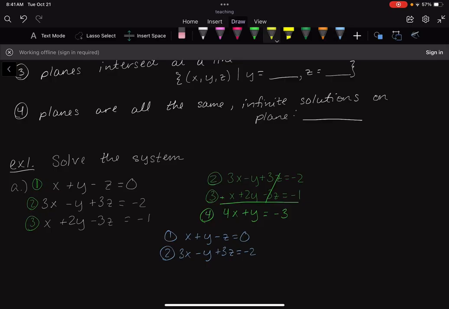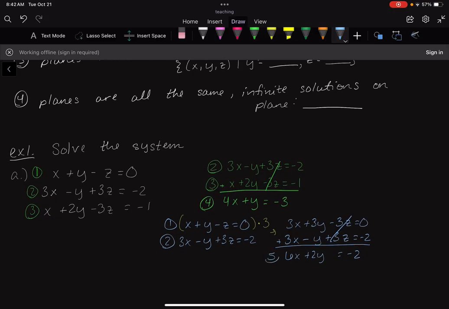So in order to do this, I need the first one. I got to multiply by 3 so that I can cancel out the z's. So I would get 3x plus 3y minus 3z equals 0. And my second equation did not change at all. I add these together. I get 6x plus 2y equals negative 2. So those z's canceled out. And I'm going to label this as equation 5.